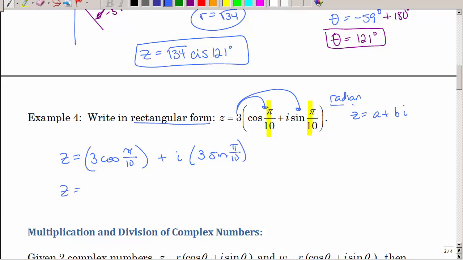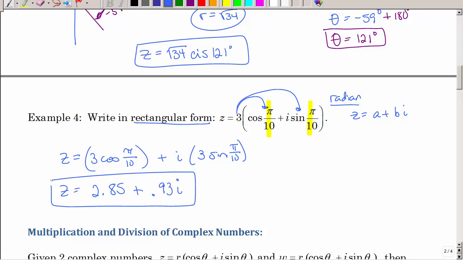All right, so your calculator's in radian mode. Punching that in, you're going to get some really ooky decimals. So let's just round to the hundredths. So I got 2.85 plus about 0.93, and don't forget your i part. And yes, that's all there is to it. But let's go back and see, where would this be in our coordinate plane? Well, we would go almost over 3 and up almost 1. So definitely in the first quadrant.